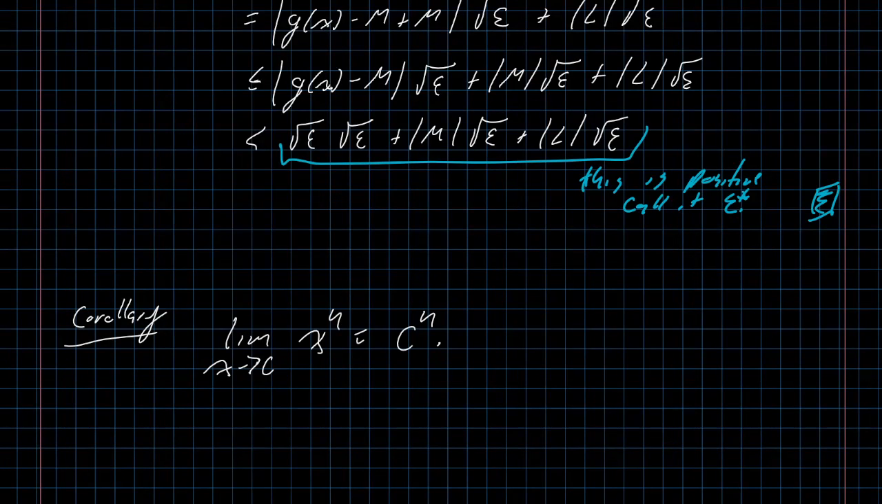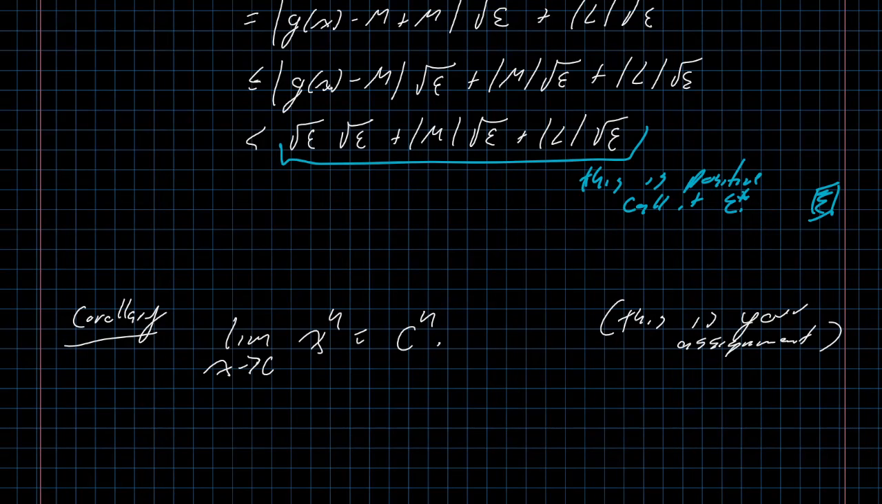Corollary to that, the limit as x approaches c of x raised to the n power is c to the n power. I don't know if we've used a corollary yet. A corollary is a theorem that is ridiculously easy to prove based on a theorem that we just proved. So think about, using the theorem we just proved, how you could prove this corollary. That will be your assignment.